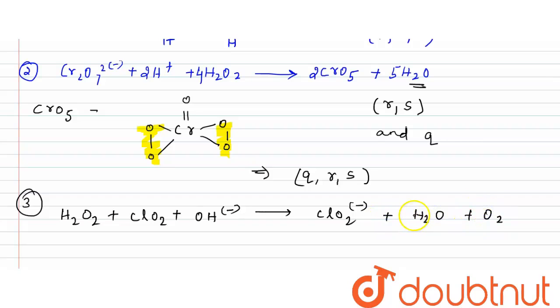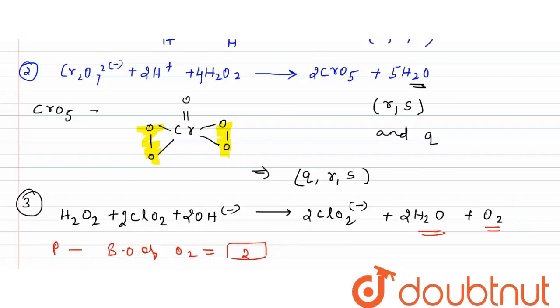Now if you will balance it, then you can write here it will be 2 ClO2 minus, 2 H2O and finally 2 OH minus, right? Now you can see the equation is completely balanced, right? Now what is formed here? You can see very well that water is being released and oxygen is being released. So if oxygen gas is released, bond order 2 will be satisfied. So we have P here, that is bond order of oxygen is equal to 2, right?